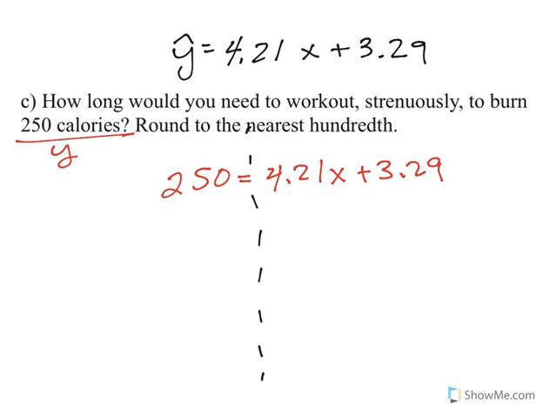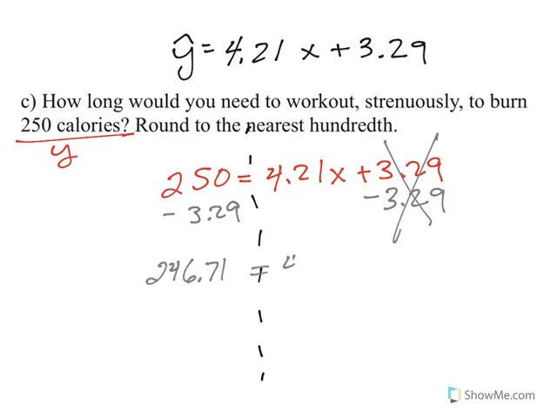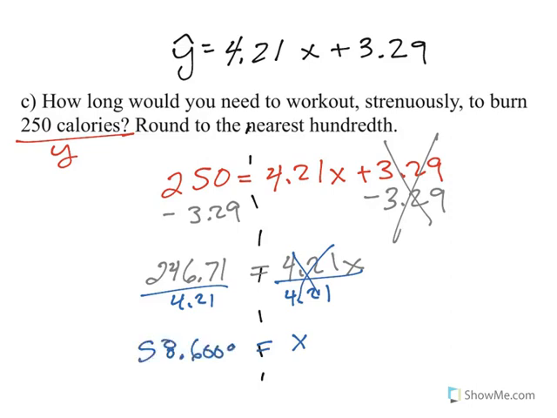Okay, so let's not forget our rules of solving the equation. We need to get the variable by itself, so I'm going to move the constant over to the left first. My 3.29s will cancel out, and I am left with 246.71 equals 4.21 times x. To get x by itself, because the coefficient is touching the variable, that means multiplication. So I'm going to do the opposite, which is divide both sides by 4.21, and x is going to equal 58.60095, and it keeps going on and on.